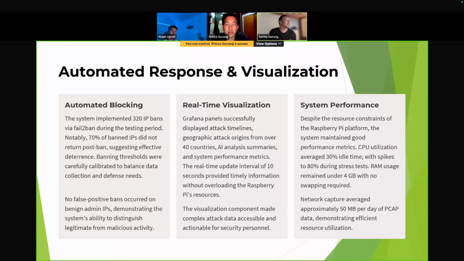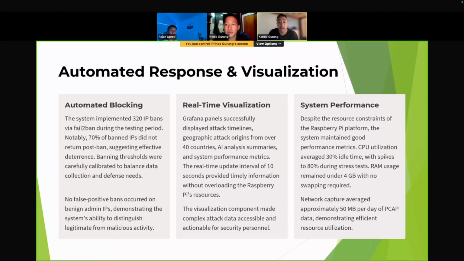Automated response and visualization. The first one is automated blocking. The system implemented 320 IP bans via Fail2ban during the test period. Notably, 70% of the banned IPs did not return post-ban, suggesting effective deterrence. Banning thresholds were carefully calibrated to balance data collection and defense needs. No false positive bans occurred on benign admin IPs, demonstrating the system's ability to distinguish legitimate from malicious activities.